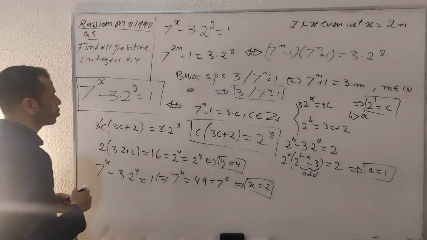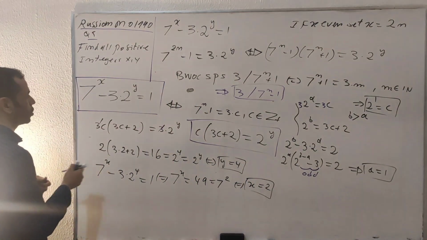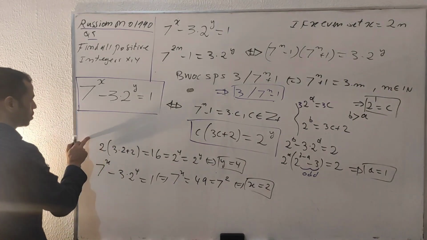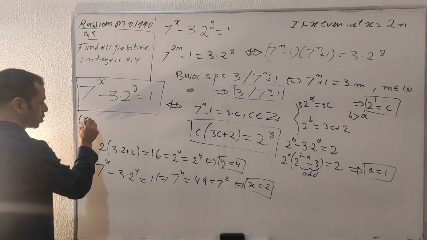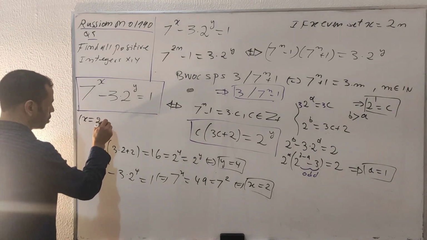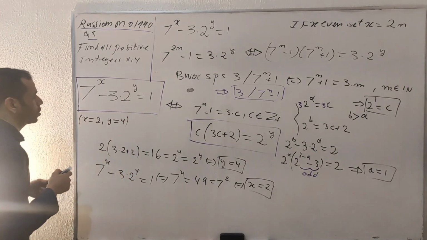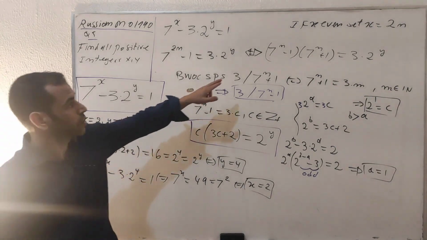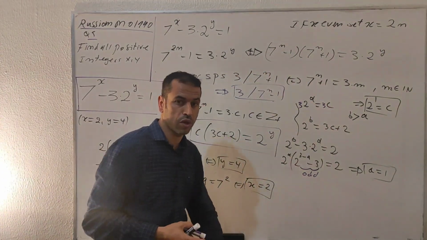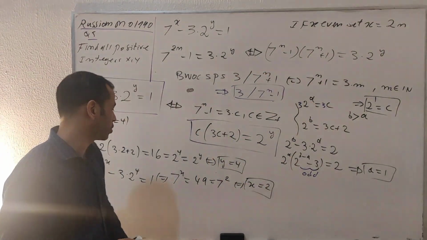49 is the same as 7 squared, which means x equals 2. So I found the first solution here: x equals 2 and y equals 4. Okay, that was the case when x is even. Now let's move on to the next case, when x is odd.